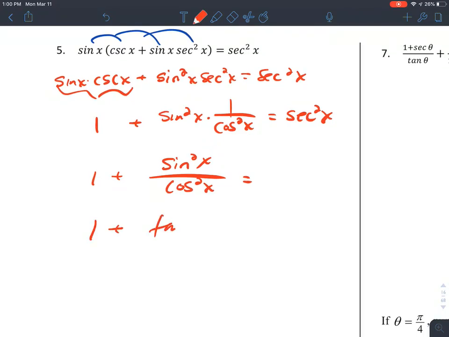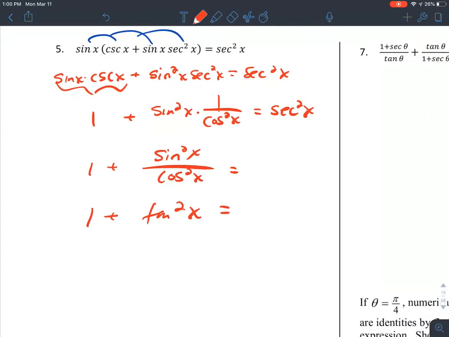Sine over cosine is tangent. So if sine and cosine are both squared, it's going to be tangent squared. This is the second Pythagorean identity. 1 plus tangent squared of x is secant squared of x. The right side was secant squared of x all along.